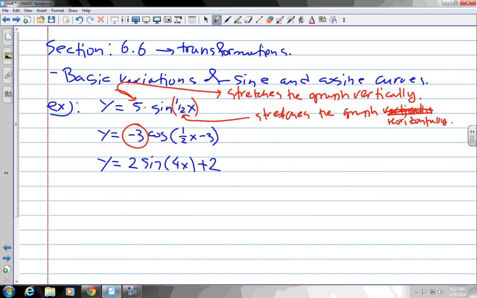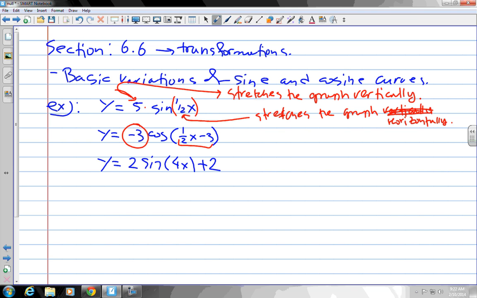Right, so the negative sign flips it over the x-axis. 3 will stretch it. So it will still go from -3 to 3, but it'll be reflected over the x-axis. I mean, we'll do all those graphs later. But at least we understand that the same rules still apply. What is all that junk on the inside? 1/2 x minus 3. What's going to happen?